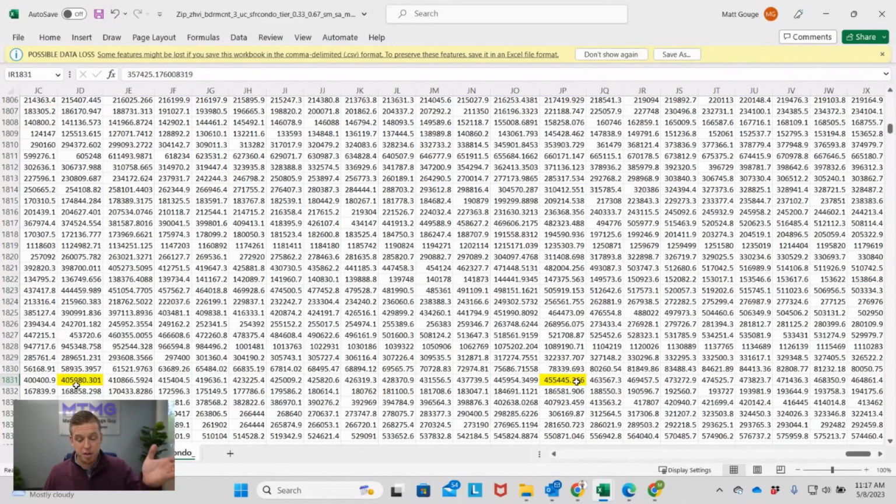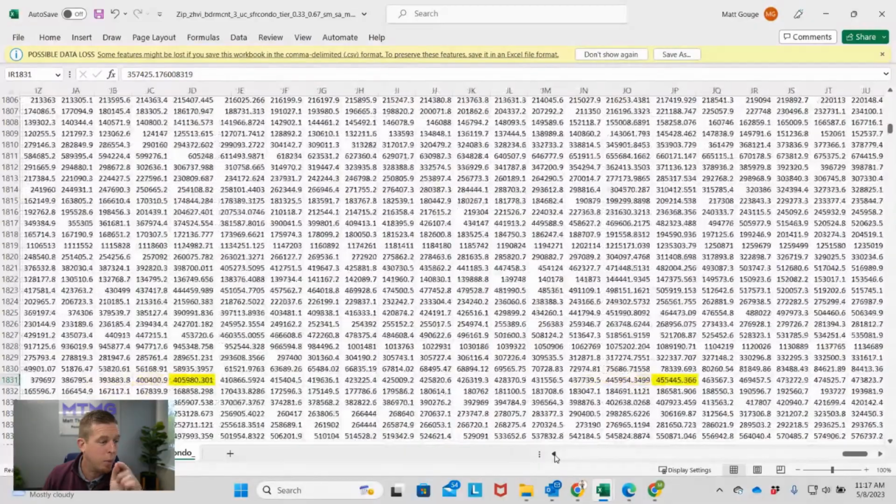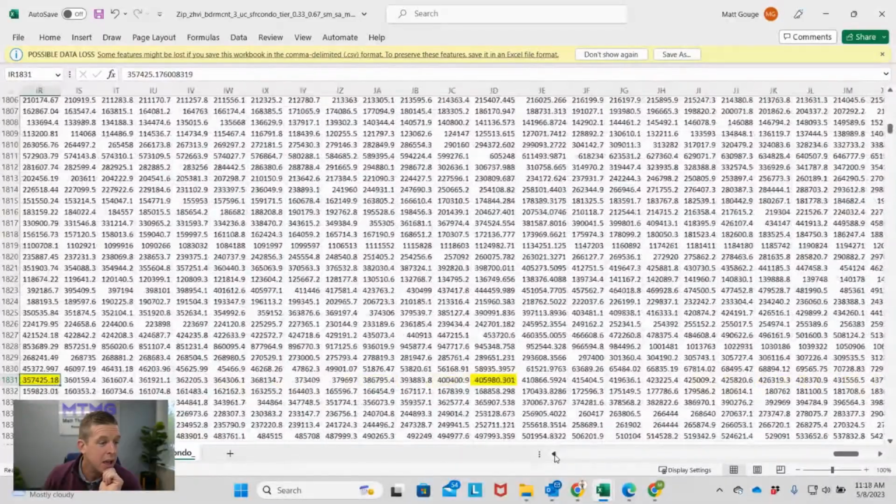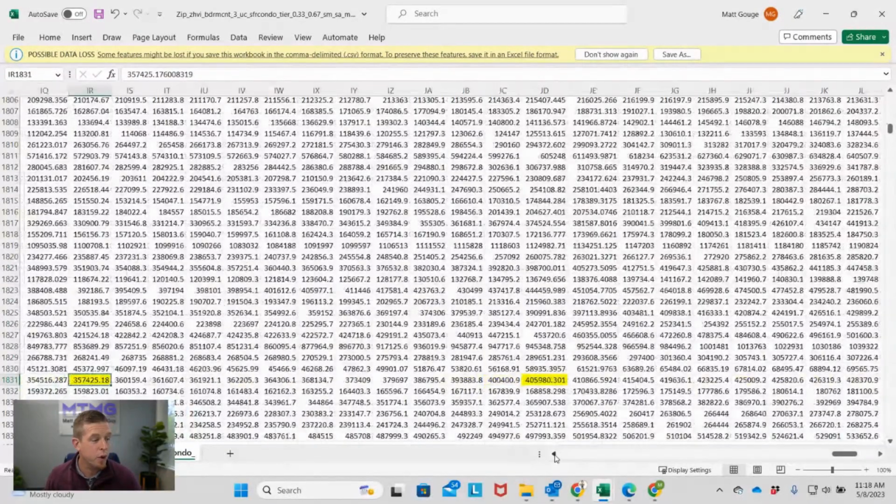So up 12% from March of '21 to March of '22 in this specific zip code. Remember, real estate is local and it's not going to be the same everywhere. I'll go back one more year to 2020: 357, 425.